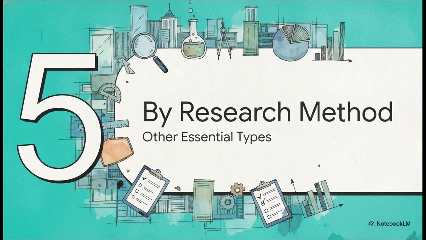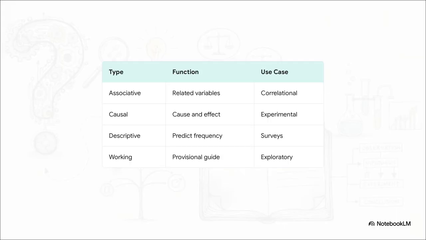Moving right along, let's introduce our fifth family, categorizing hypotheses by how they fit perfectly into specific real-world research designs. Let's walk through these. First, we have the associative hypothesis. This predicts variables are connected, which is perfect for correlational research. But guys, remember the golden rule here: correlation does not equal causation. Just because ice cream sales and shark attacks both go up in the summer doesn't mean eating ice cream causes shark attacks. They just happen to move together.